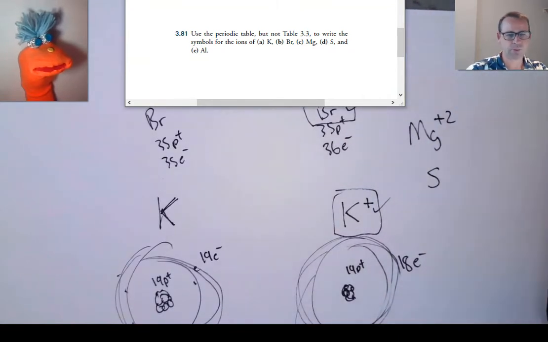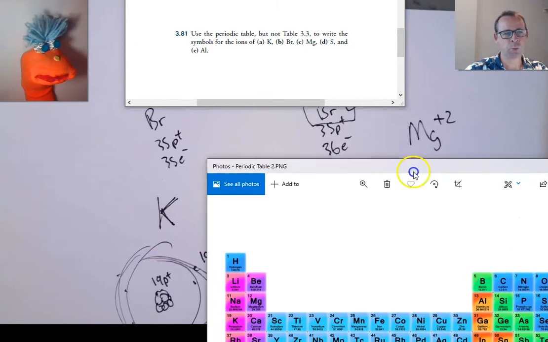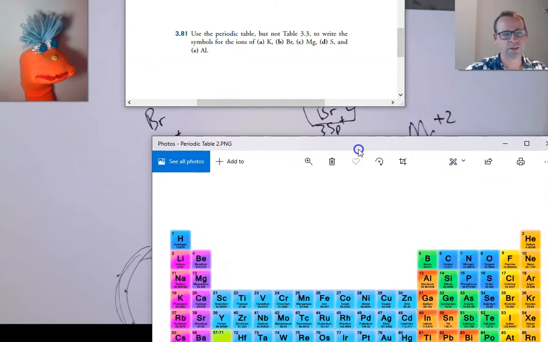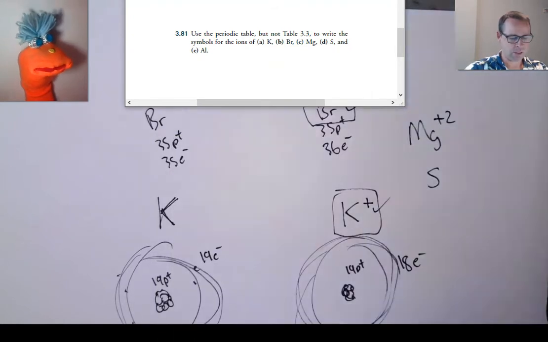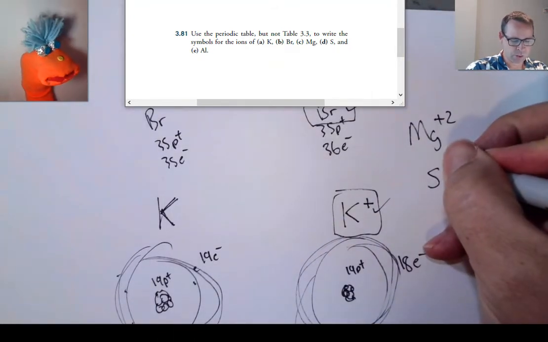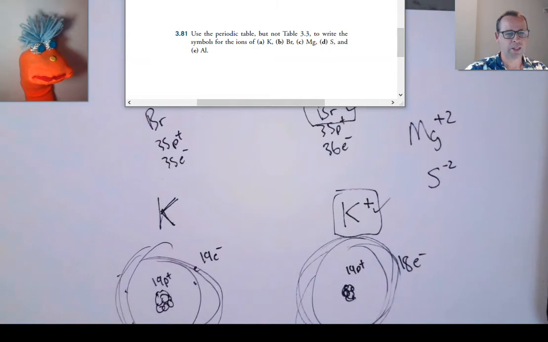How about sulfur? What does sulfur want to do? Where's sulfur? It's element number 16. Okay, it wants to gain 2 electrons. That's right, so that's going to be what kind of a charge? 2-. That's right.